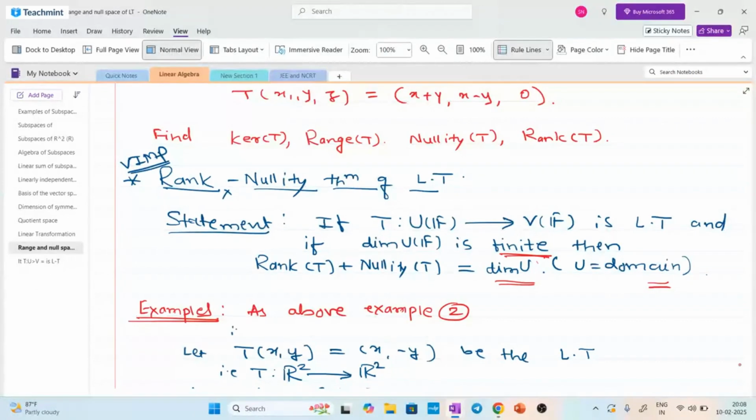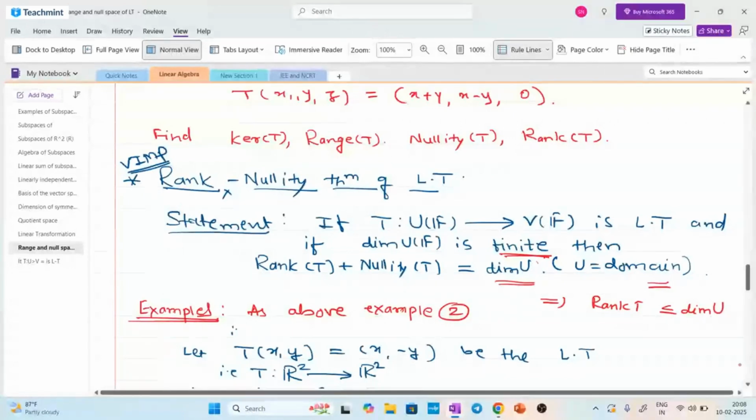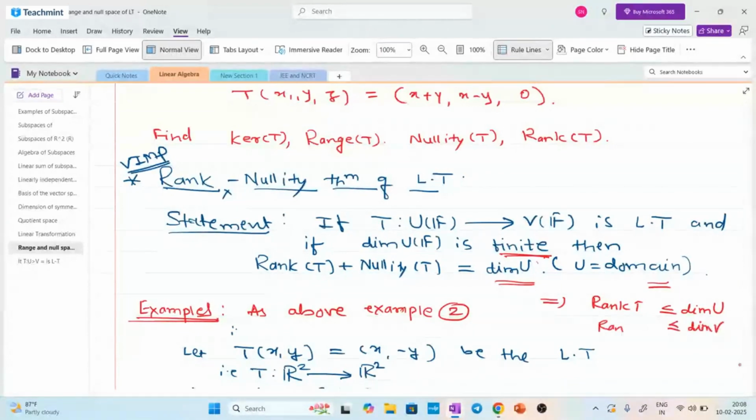I hope all of you understand this concept. What does this mean? When you add the two, what do you get? The dimension of the domain. This implies that, can we say that here the rank of T is always less than or equal to the dimension of U? Yes, because the sum of the two equals the dimension of U. This implies that the rank of T is always less than or equal to the dimension of U as well as V. As well as rank of T, what comes? I will tell you next, see.